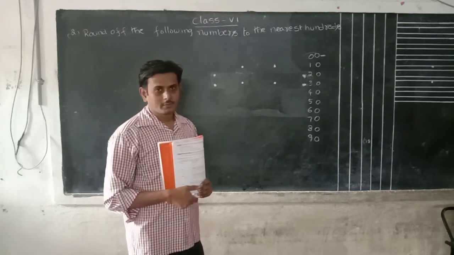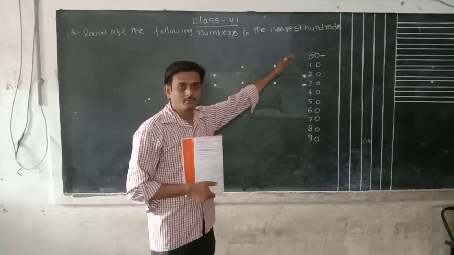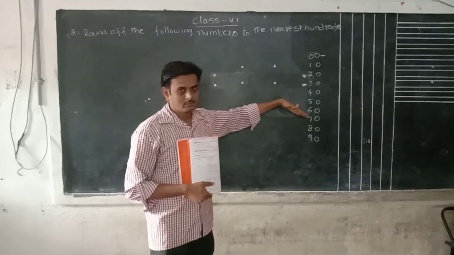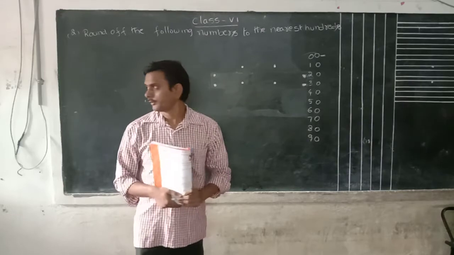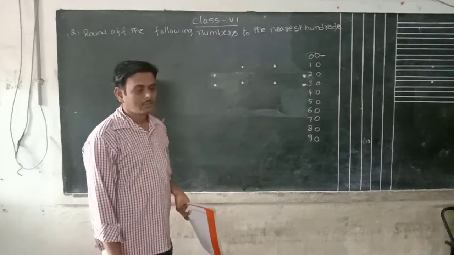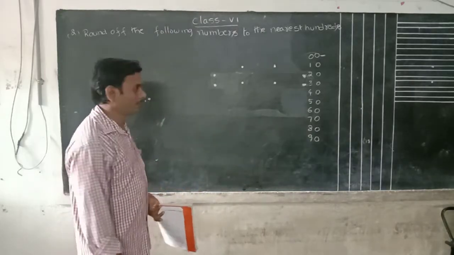We have to identify which two numbers that number lies between. After we identify that, we will find the nearest hundreds.